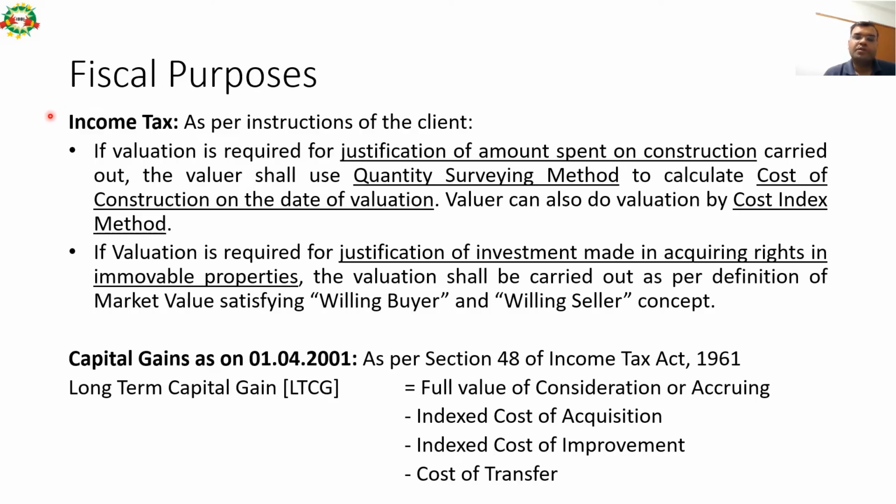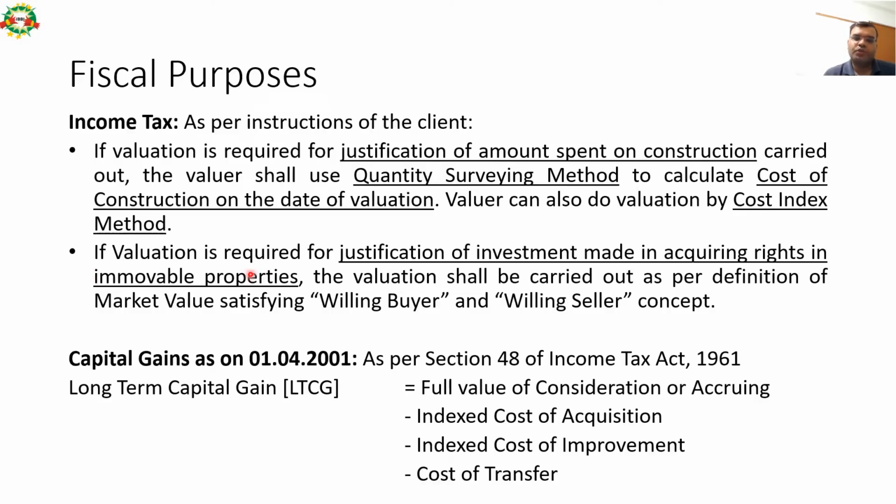So the first purpose of doing valuation under fiscal purpose category could be doing valuation for income tax purpose. As per instructions of the client, if valuation is required for justification of amount spent on construction carried out, the valuer shall use the quantity surveying method to calculate cost of construction on the date of valuation. So it is important that cost of construction is being calculated on the date of valuation. The valuer can also do valuation by the cost inflation index method. This method we will try to understand in more detail in session number 4 of the current playlist.